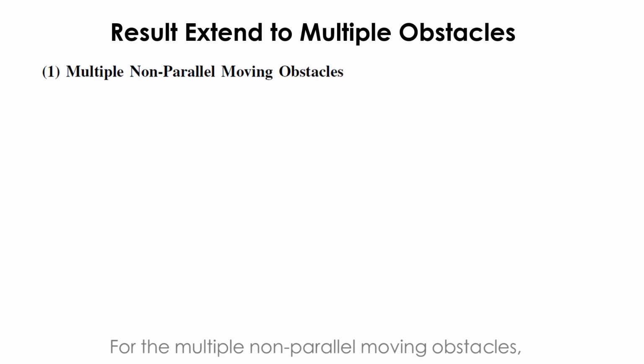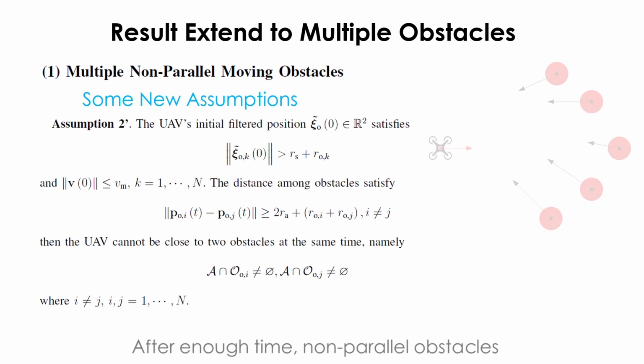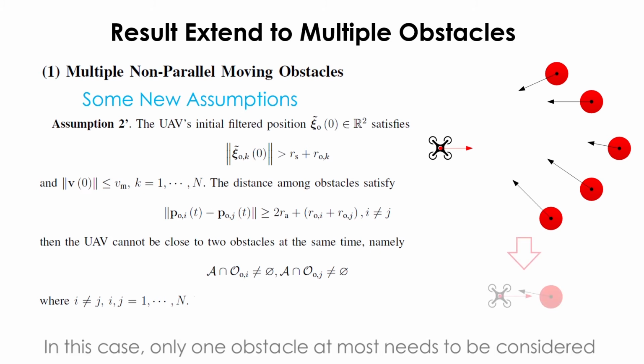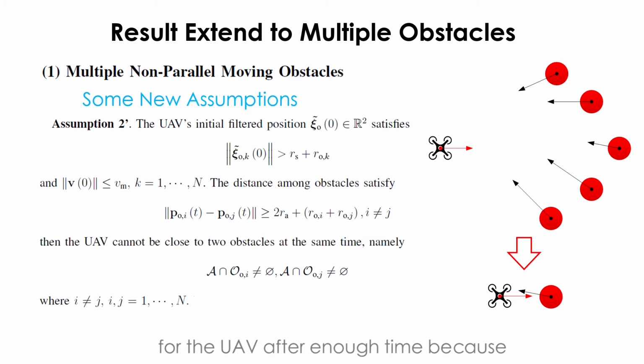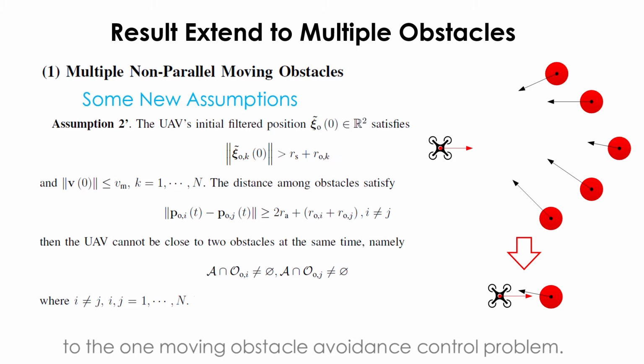For the multiple non-parallel moving obstacles, Assumption 2 is replaced with a new one. After enough time, non-parallel obstacles must separate far enough from each other. In this case, only one obstacle at most needs to be considered for the UAV after enough time because the others are out of its avoidance area. The multiple moving obstacles problem can be degraded to the one moving obstacle avoidance control problem.